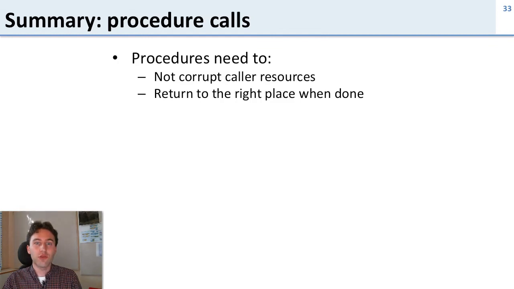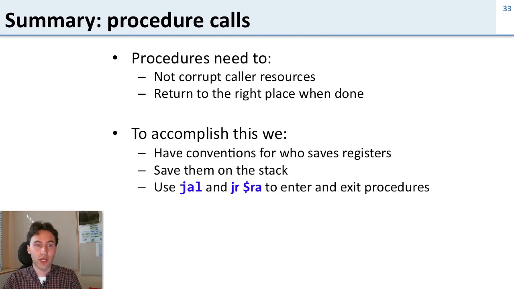Procedures are needed to make sure we don't corrupt caller resources. So we can call into another place of code, and we need to make sure that we don't mess up the registers that were being used by the caller. We also need to make sure we get back to the right place we were at. So when we jump to a procedure, we need to store the location right after we jumped from so we can jump back to the right place when we're done.